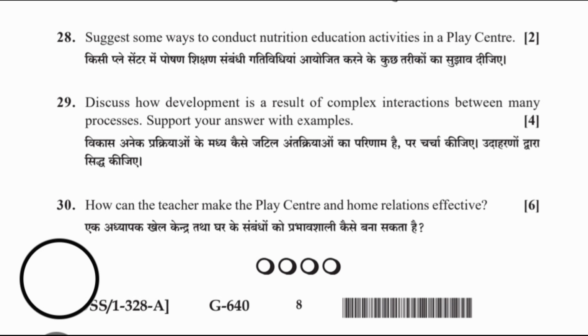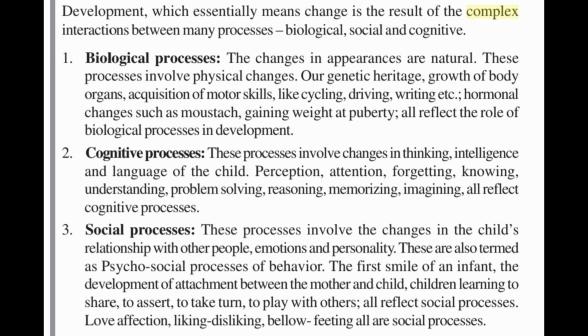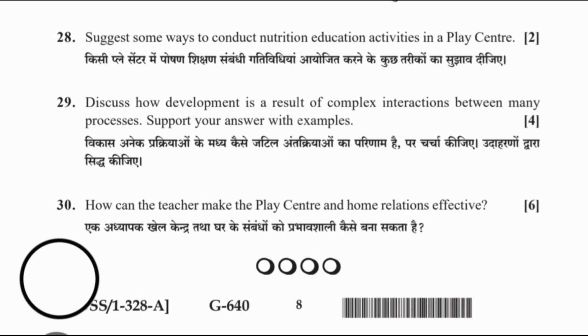29. Discuss how development is a result of complex interaction between many processes. Support your answer with examples. 1. Biological process. 2. Cognitive process. 3. Social process.